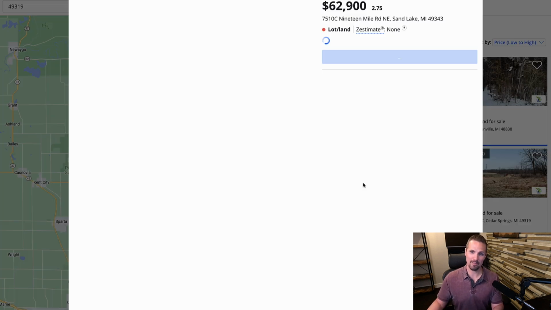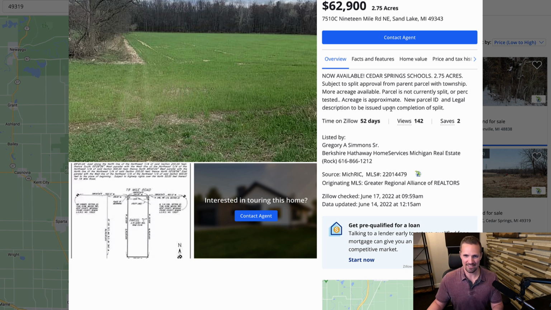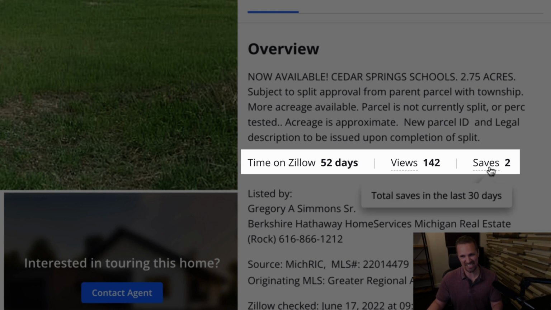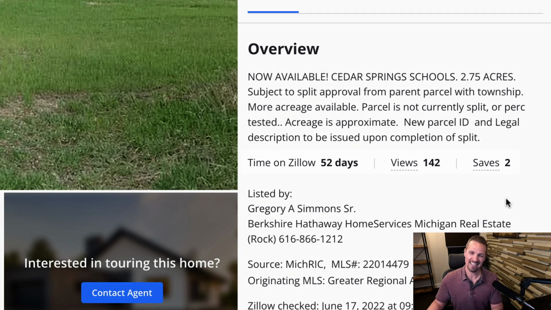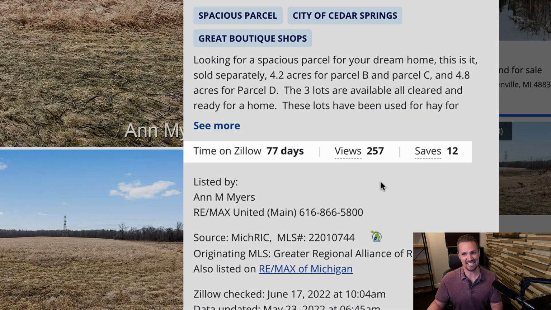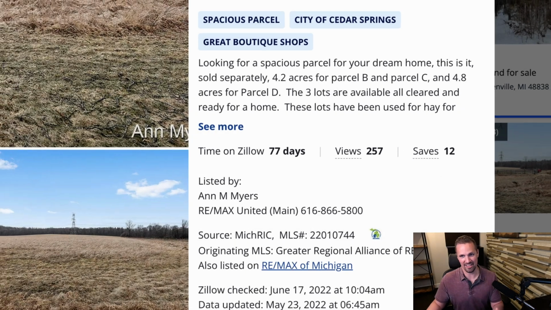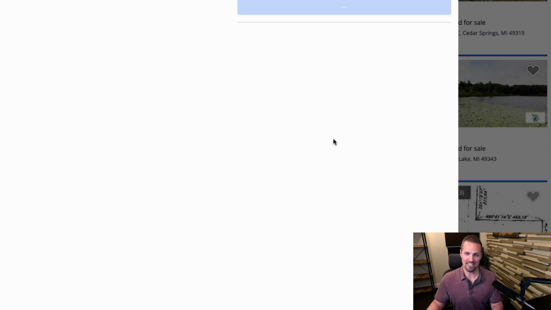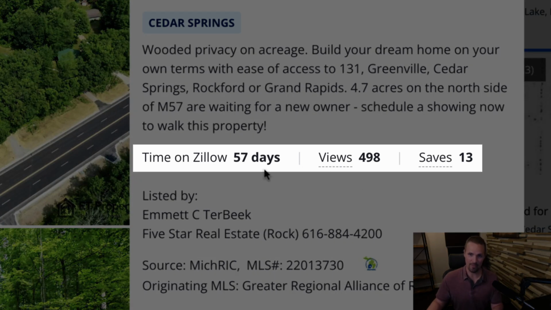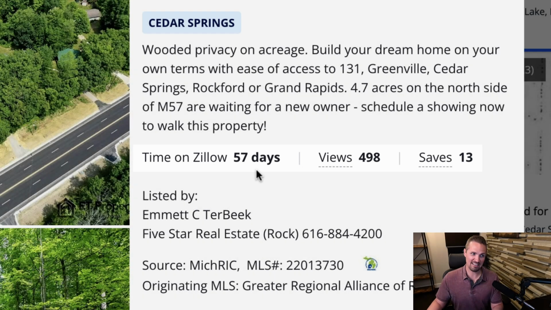If we click back on this listing here, what this also tells us is how many views this property has had and how many people have saved this property, meaning they actually want to keep tabs on it and not forget about it. It's going to be different for every individual property, but if you click around at a few of these and see how many views and saves they're getting on average. Go ahead and click on this one, for example. Okay, so this one's had 498 views over the past 57 days. That's a pretty decent amount of views.